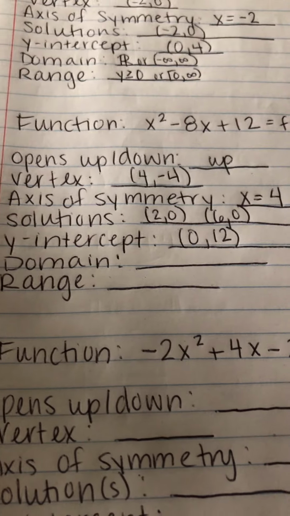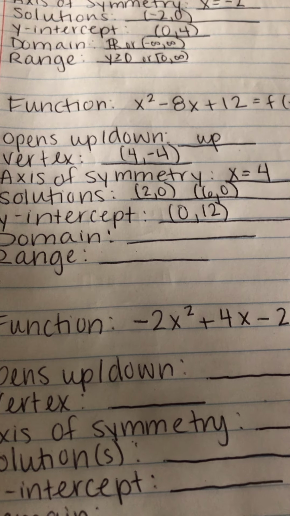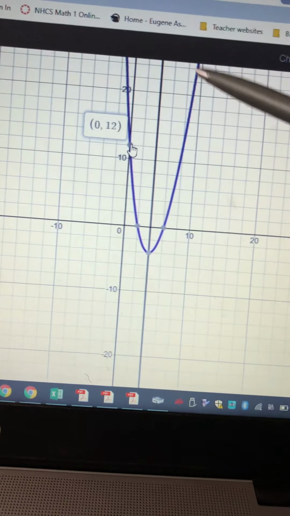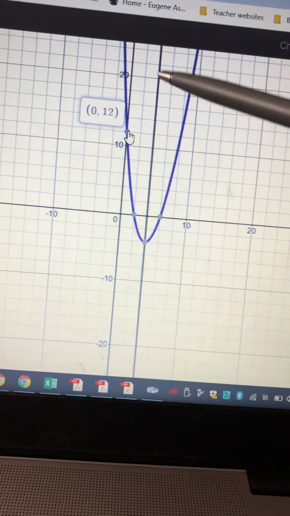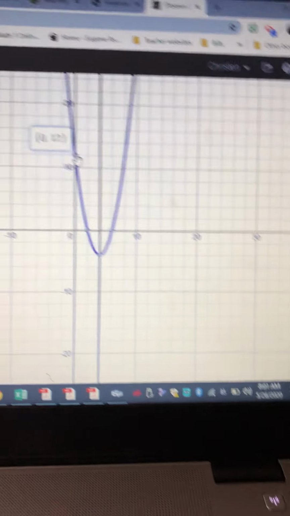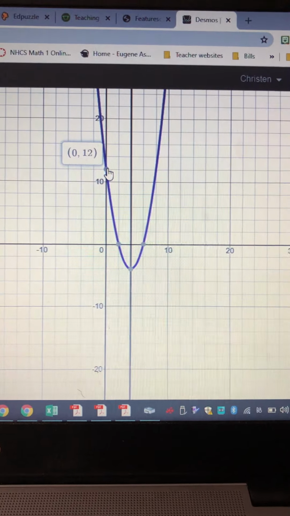All right. Now again, we're going to talk about our domain and our range. Domain talks about where it spans on the x-axis. If we go back up to our graph, we can see it's going to keep going forever and ever in this direction and in this direction, which means it's going to continue to span outward both left and right. That tells us again that this is all real numbers, or negative infinity to positive infinity.